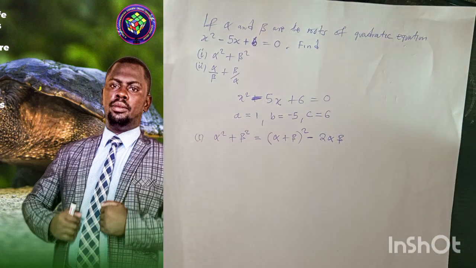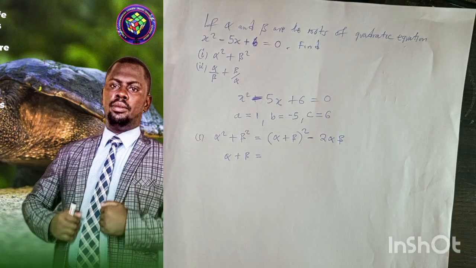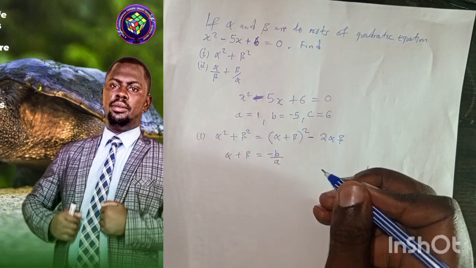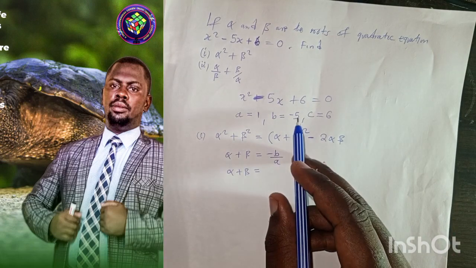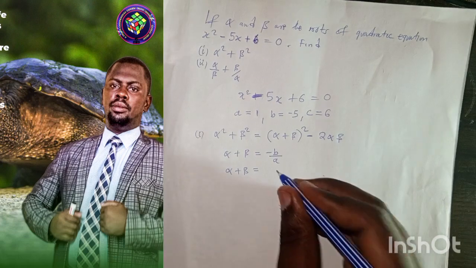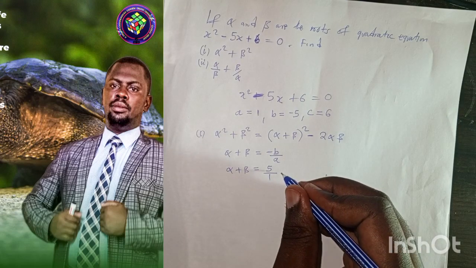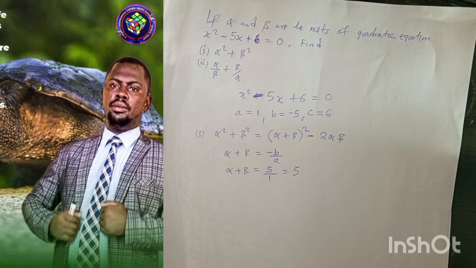Alpha plus beta is the sum of roots, and alpha beta is the product of roots. The sum of roots is equal to minus b over a. So alpha plus beta is equal to minus b, which is minus 5, so minus and minus gives a positive. We have 5 over a, which is 1. So alpha plus beta is just equal to 5. Where there is alpha plus beta, you just put a 5.